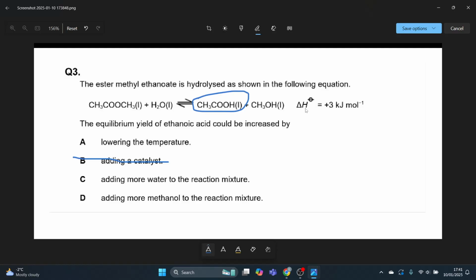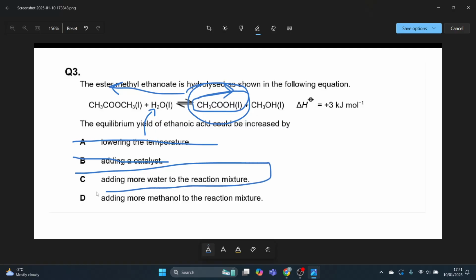Lowering the temperature. Well, the forward reaction is endothermic. So if I lower the temperature, it's going to want to increase the temperature. The equilibrium is going to shift to the exothermic direction to oppose the decreased temperature, aka increase the temperature. So it's not lowering the temperature. Adding more water to the reaction, make sure you add more water. Then the equilibrium is going to shift to the right hand side, and therefore the equilibrium yield of ethanoic acid would be increased. Perfect.